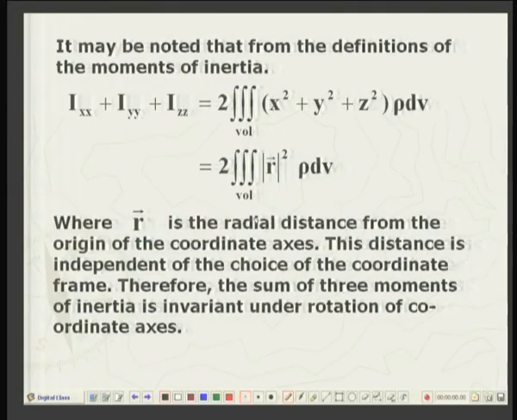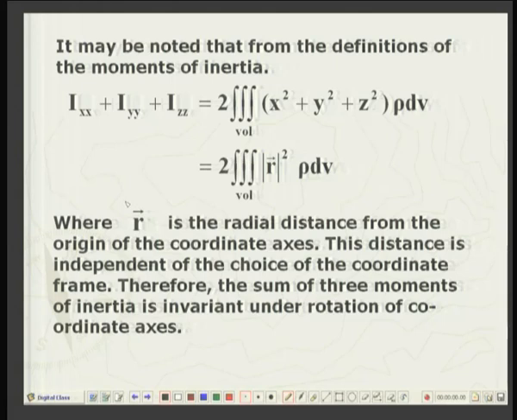And if I sum up all the three mass moments of inertia, that is Ixx plus Iyy plus Izz, then using their corresponding expressions and adding them up, we will have twice the volume integral of rho times x square plus y square plus z square. What is this? X square plus y square plus z square. This is the radial distance of the particle from the origin of the coordinate system. So, it will be the absolute value of r vector square. Okay. So, r vector is the radial distance.